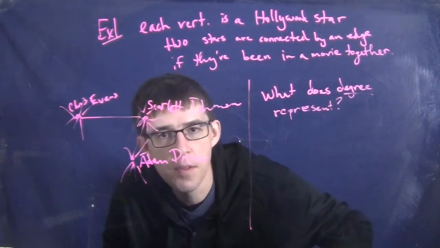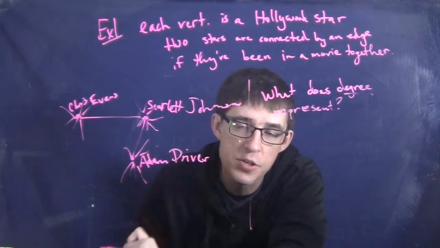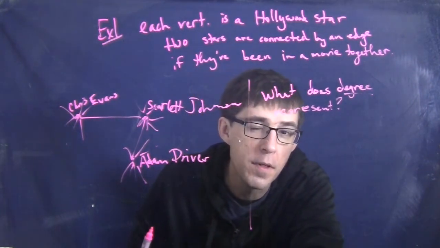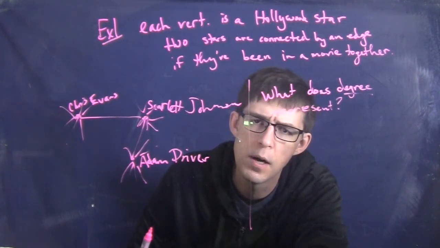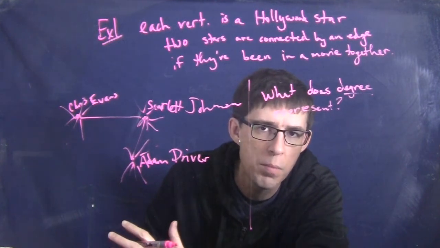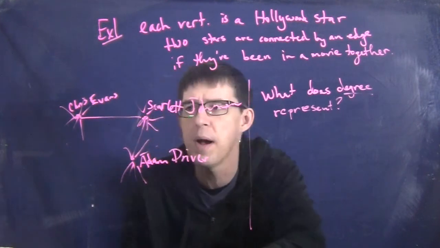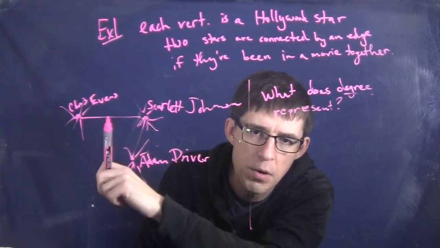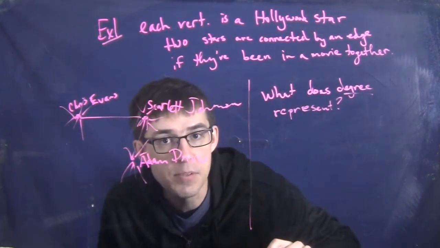Remember, I said at the very beginning, the definition of degree is how many edges are hitting each vertex. So, what if I told you the degree of the Chris Evans vertex is 3? Or what if I said it was 300? Or what if I said it was 1,000? What do you think? Does any one of those sound reasonable? Is it possible that in the real graph, Chris Evans' degree is 3 or 300 or 1,000? What does the degree represent?